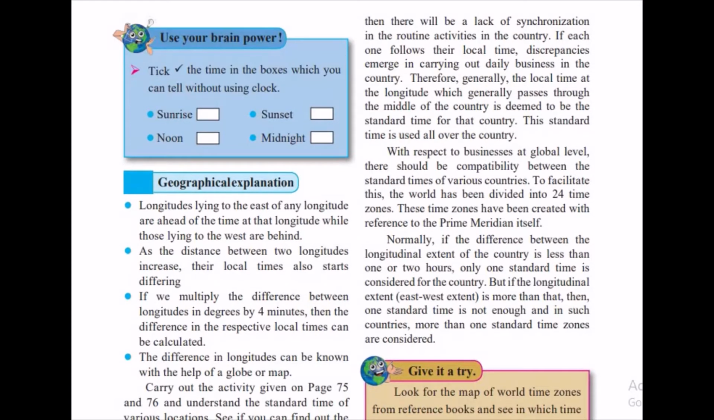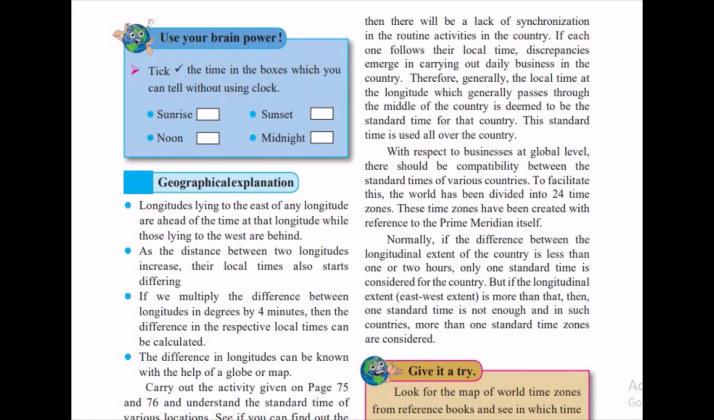Now, my dear students, generally the local time at the longitude which passes through the middle of the country is deemed to be the standard time of the country. This standard time is used all over the country.